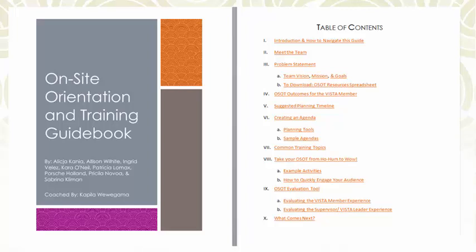Here we have the cover page and our table of contents for the guidebook, which is probably a little hard to read, but we'll be able to see it later. We really wanted to guide supervisors and leaders step by step through the process of planning an on-site orientation and training from start to finish. For those that are looking for more information about a specific section, the contents are clickable, so you can skip ahead to the section that you're looking for.